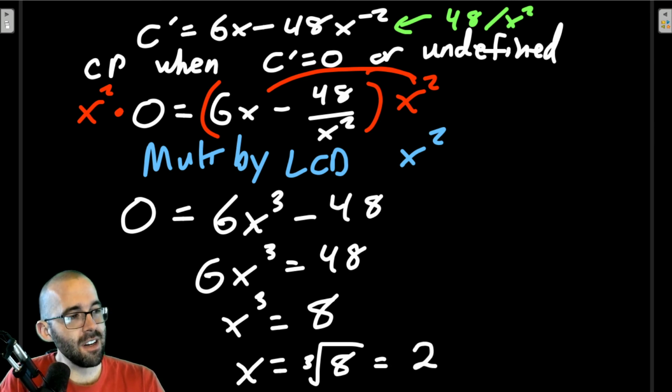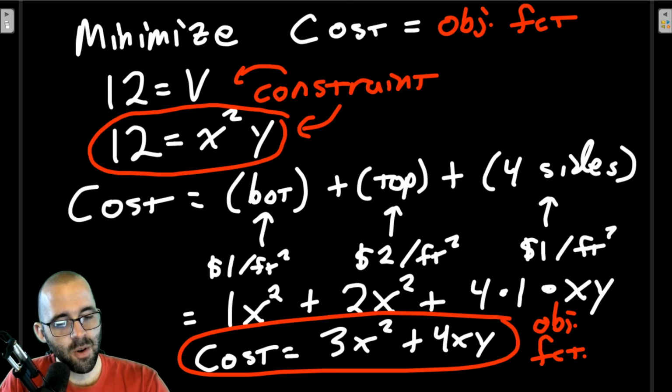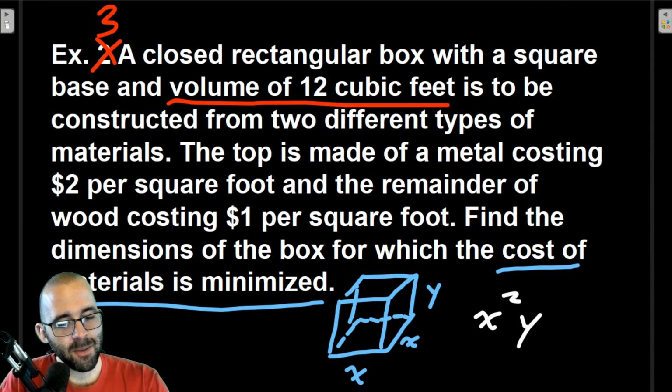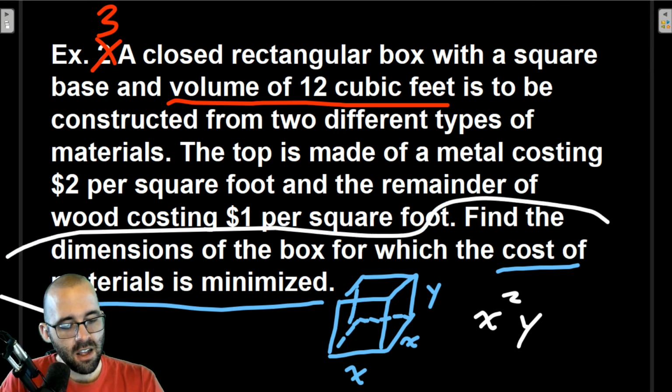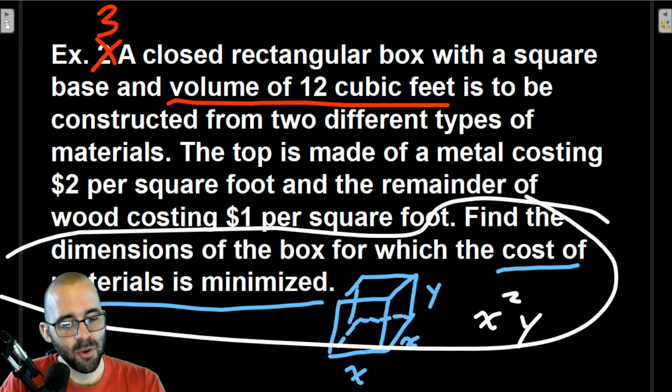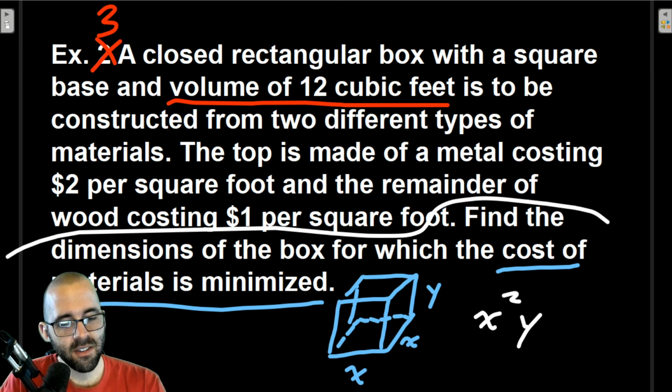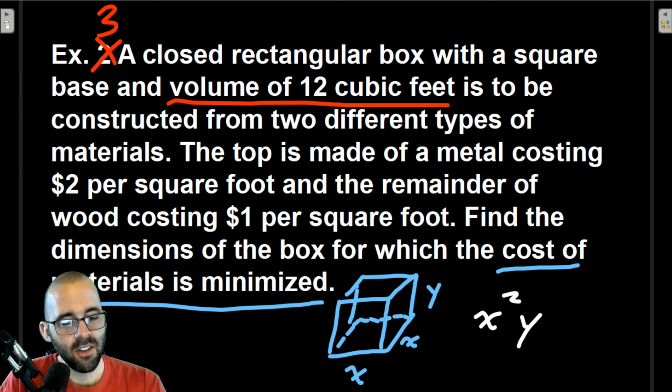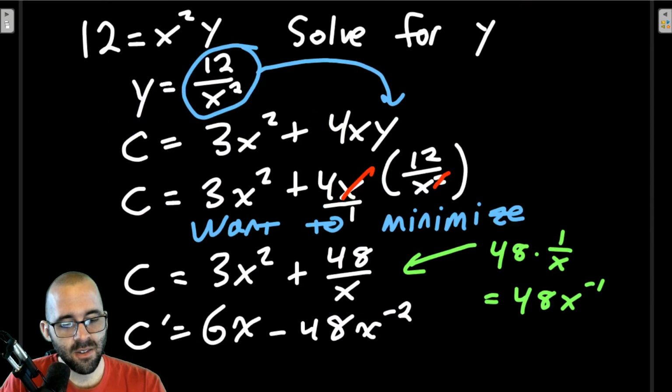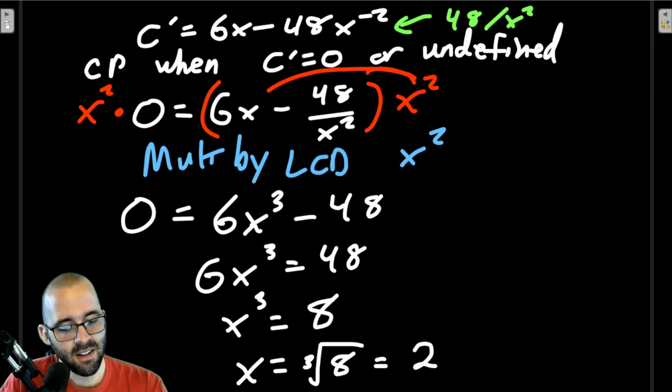Great, we're done, right? What were we trying to do? How many pages ago is this example problem? Find the dimensions of the box for which the cost of the materials is minimized. The dimensions of the box are x equals 2. Well, that's not helpful. There are 2 dimensions of the box, right? We need to find out what y is too. So our x, we got that. The base of the box will be 2 feet by 2 feet.